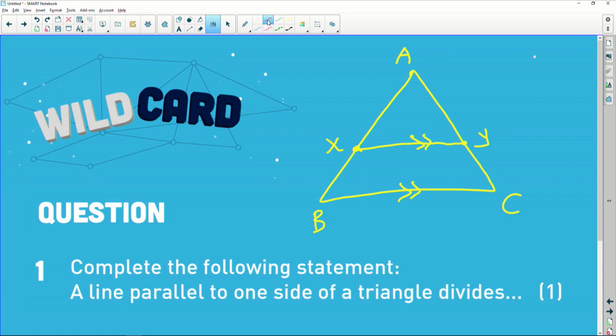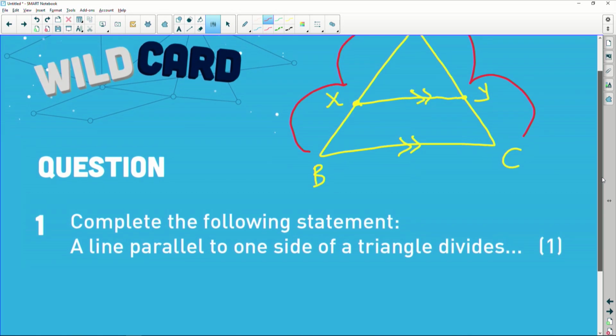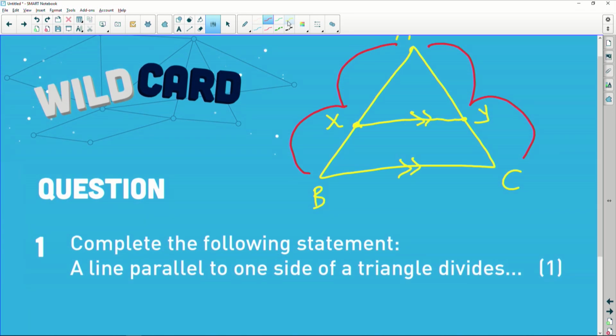It will divide the other two sides into two equal proportions, such that the distance AX divided by the distance XB can be equated to the distance AY divided by the side YC. So let's see, how do we actually use that to complete the statement? Well, it's a very simple question.